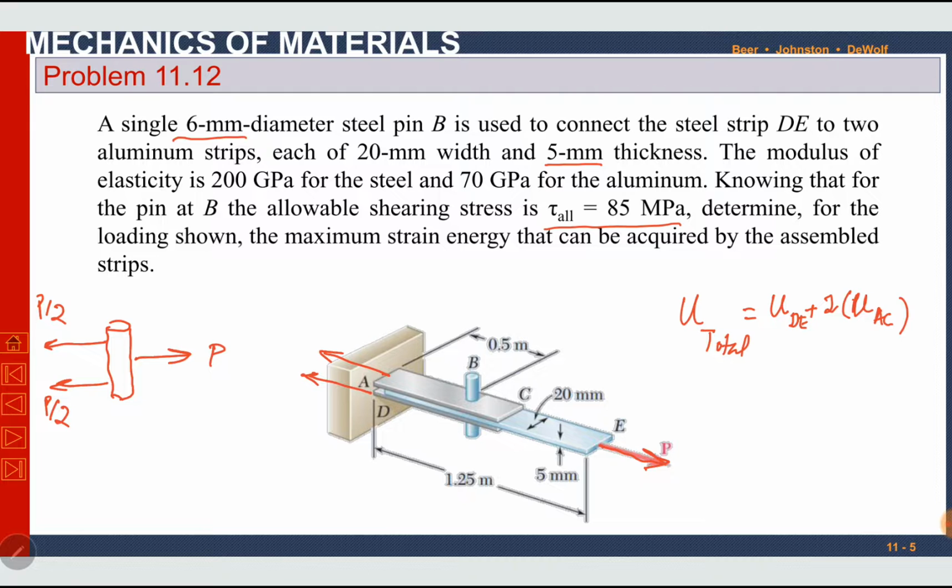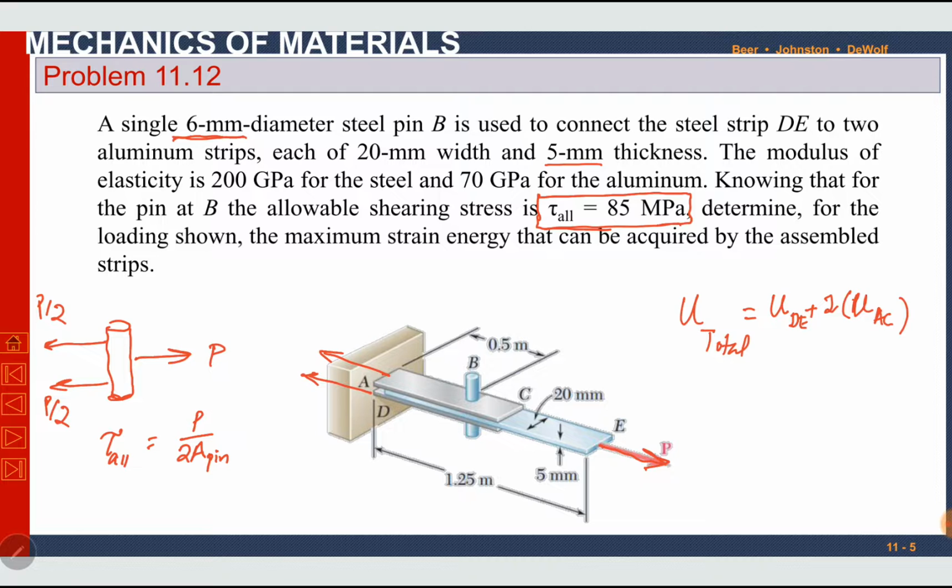First we have to find this load P because P is not given. So we can find P from this tau allowable. Tau allowable is given. So tau allowable can be used to find load P because it is under double shear. Okay. Now area of the pin can be calculated from diameter of the pin, which is given as 6 mm. So we can find P here.